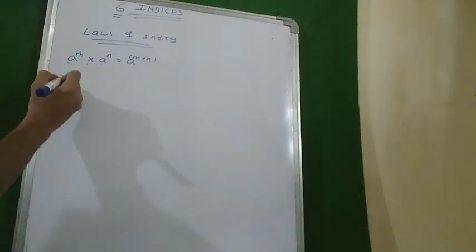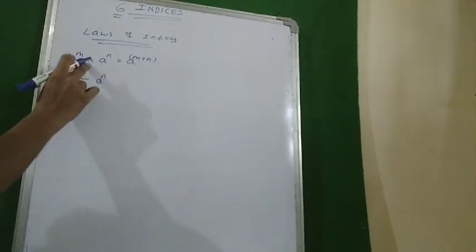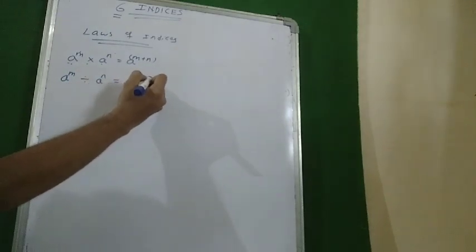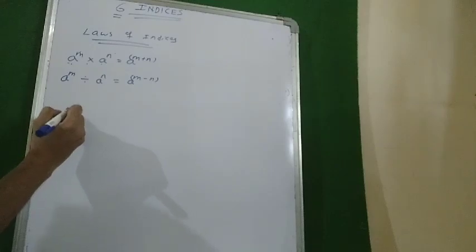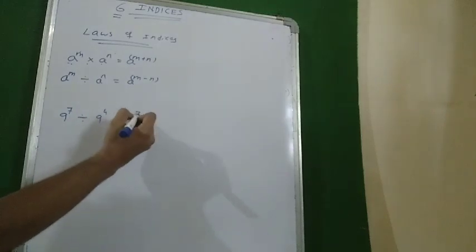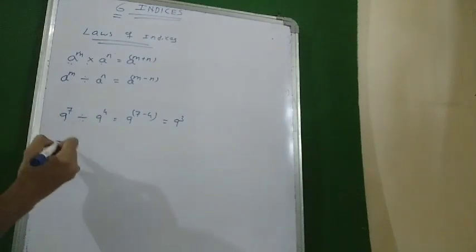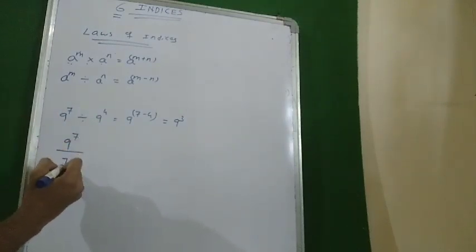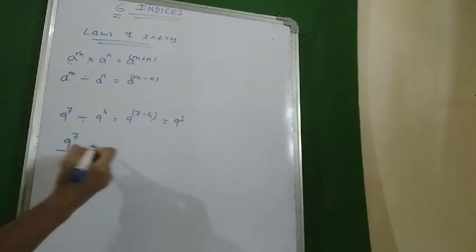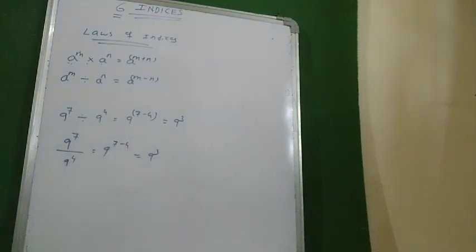Now, next, if we have a raised to m divided by a raised to n, if in multiplication we add, in division we will subtract, that is a raised to m minus n. If we have 9 raised to 7 divided by 9 raised to 4, the answer will be 9 raised to 7 minus 4, that will be 9 raised to 3. This example can also be written like this: 9 raised to 7 divided by 9 raised to 4. It is division, so it is 9 raised to 7 minus 4, and it is again 9 raised to 3. I should see this example in your notebook.